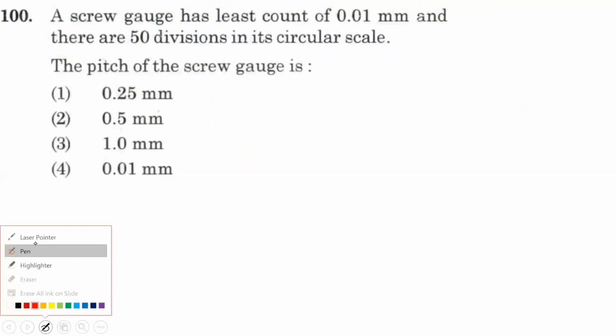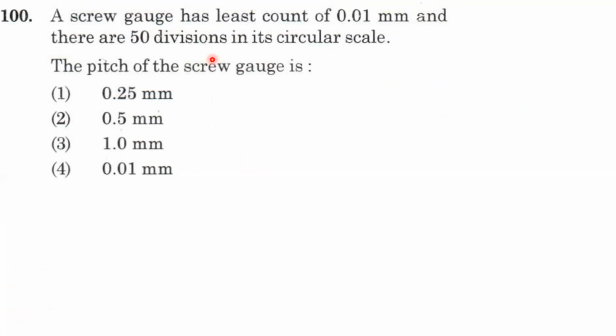Now the 100th question we are going to discuss. A screw gauge has a least count of 0.01 millimeter, and there are 50 divisions in its circular scale. The pitch of the screw gauge is dash. Actually, the formula for the pitch of the screw gauge is equal to number of circular scale divisions into least count.